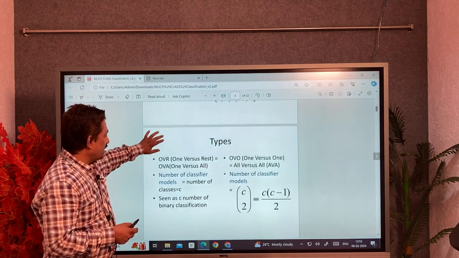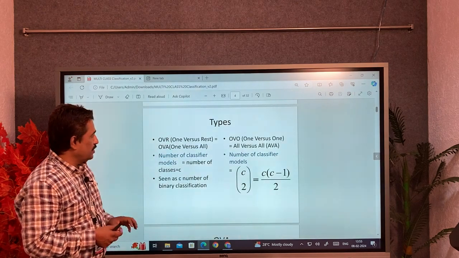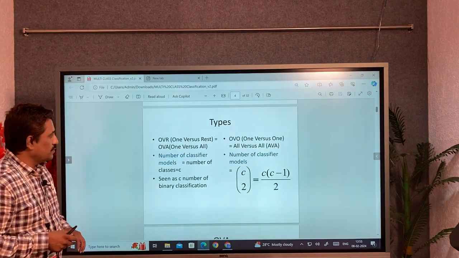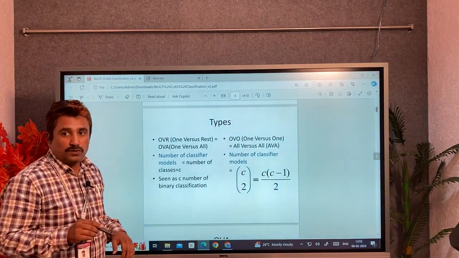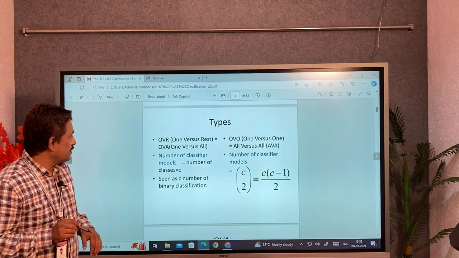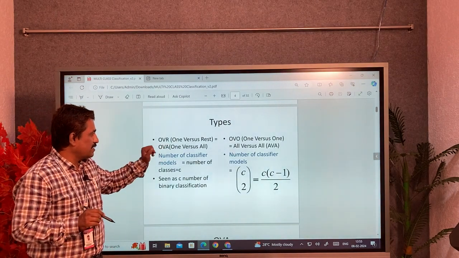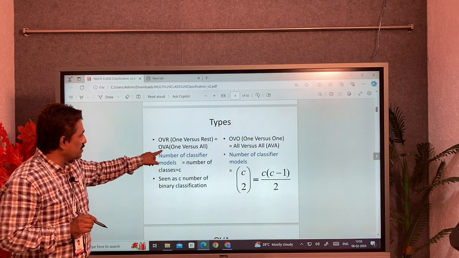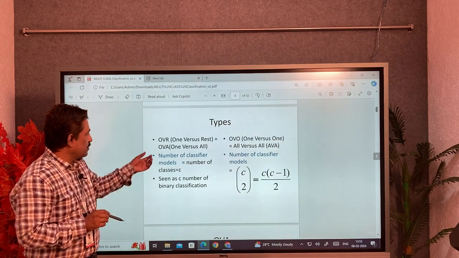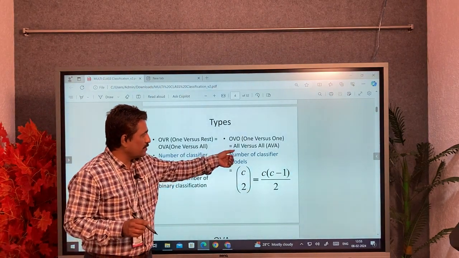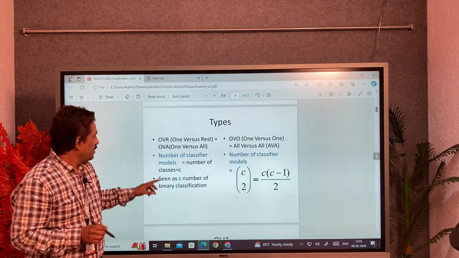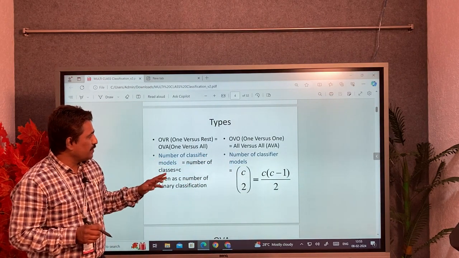So how do we achieve multi-class classification? Basically there are two types. One is one versus rest, which is also called one versus all. Another one is one versus one, which is also called all versus all. So there are two types: one versus rest, and one versus one.